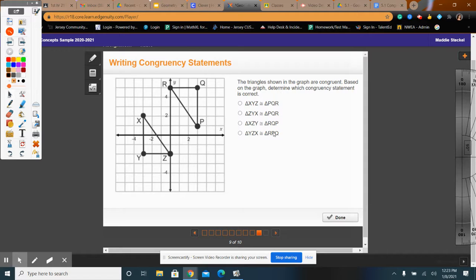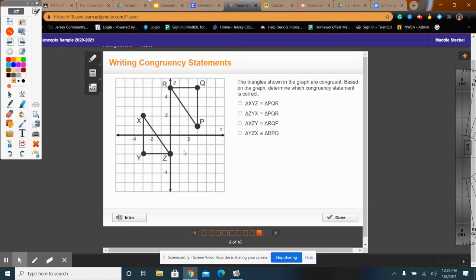Use the graph to determine which congruency statement is true. Okay. Well, we see the right angles. So Q and Y have to match. So Q and Y, Q and Y, Q and Z, no. Q and X, no. So it's one of the first two.